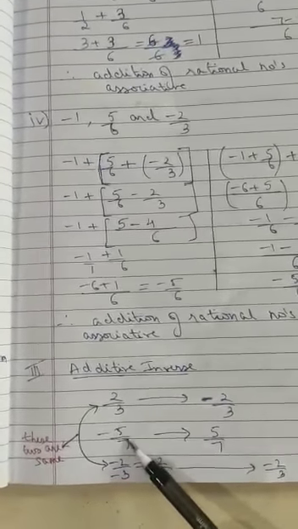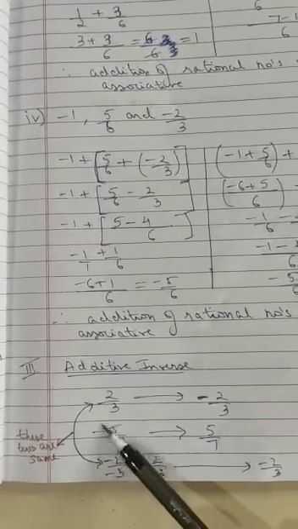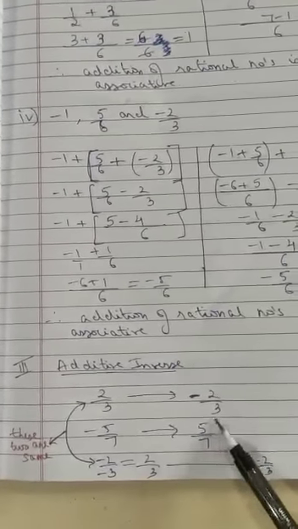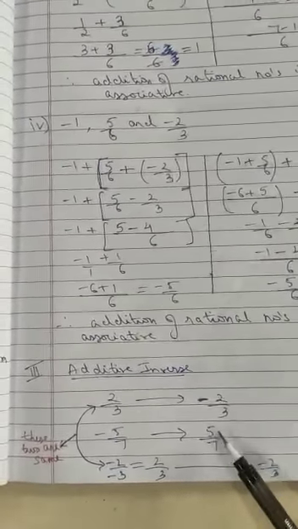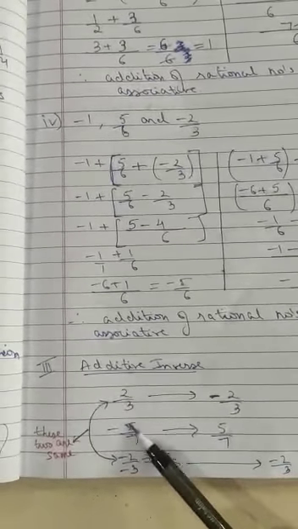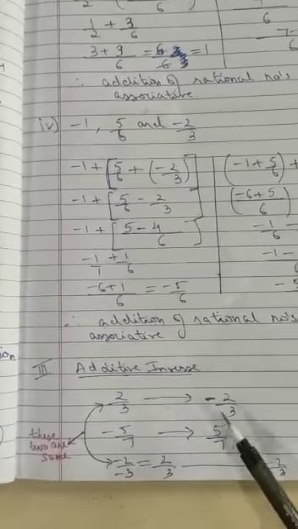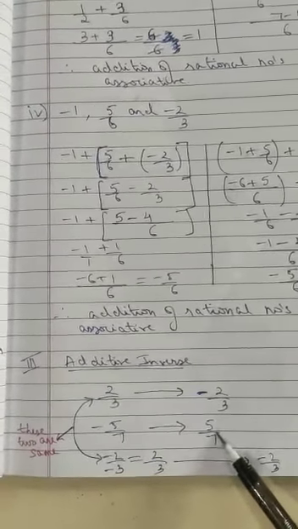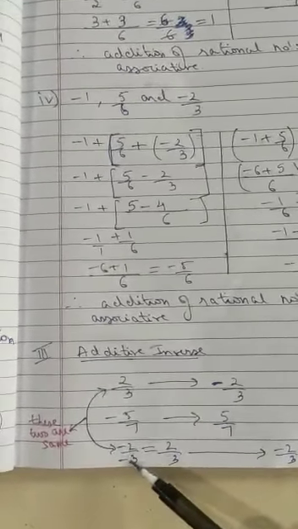It was minus 5 upon 7. If we multiply this number by a minus sign, it will become 5 upon 7. That basically means we are changing the sign of the number. We always have to multiply the given rational number by a minus sign and we'll get the additive inverse of that number. Now this is minus 2 upon minus 3.